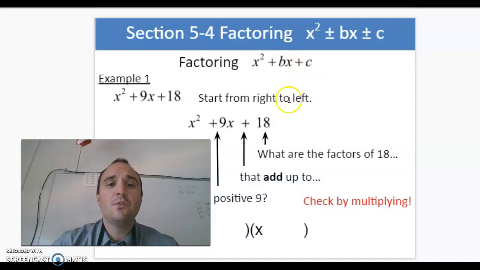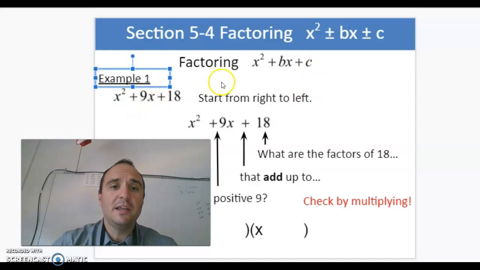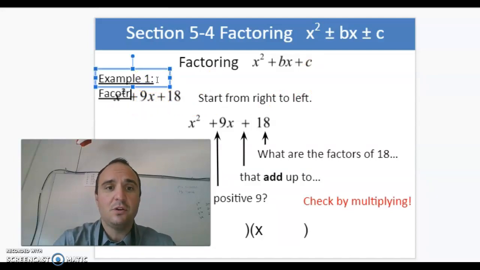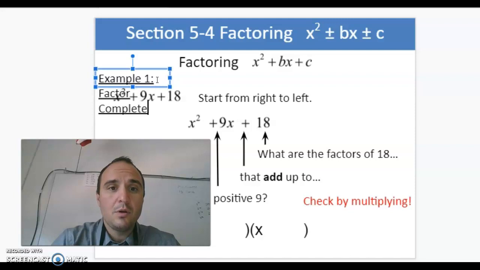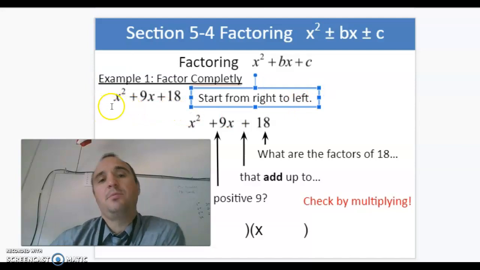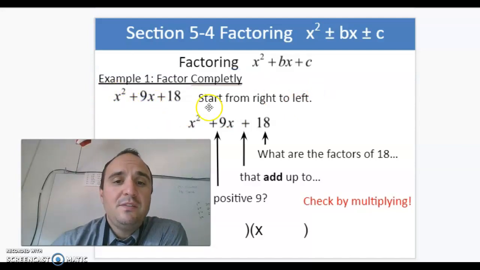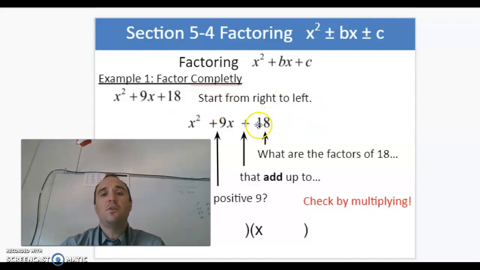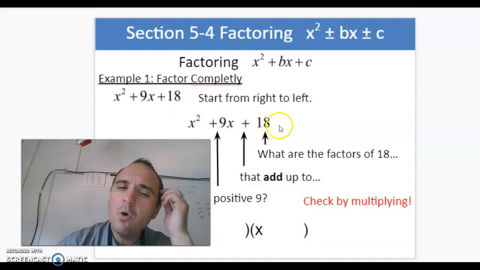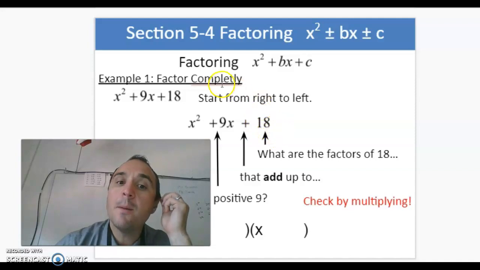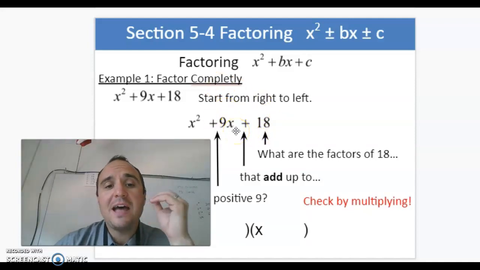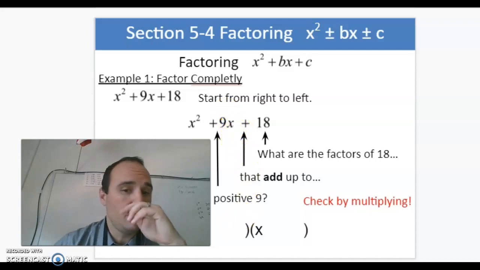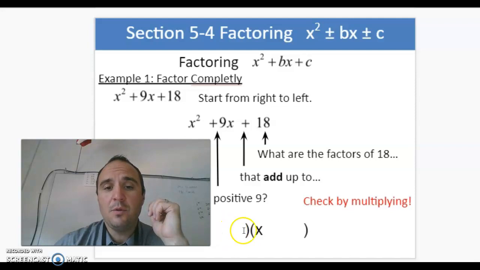It's good to know. The first example, if I give you this example, the only directions they're going to give you are going to say, for this example, factor completely. When you factor completely, you are now going to attack this problem, which is x squared plus 9x plus 18. So you start from right to left, and you always ask yourself, what numbers multiply to give you the last number, but combine to give you the middle number? That's where you get your answers for what goes in here, which is x, and then a number in the back, and then x plus or minus a number in the back.